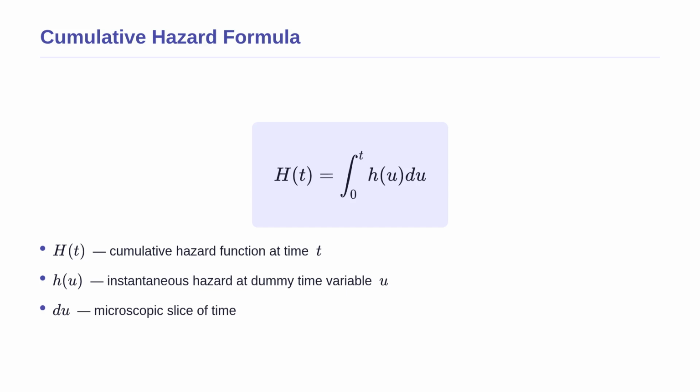To add up these tiny slices of risk over a continuous period, we use calculus. The cumulative hazard function, capital H of t, is the integral of the hazard function from time 0 to time t. Inside the integral, h of u is the instantaneous hazard at a dummy time variable u, and du represents a microscopic slice of time. The integral sweeps from time 0 to time t, gathering up every bit of risk along the way like a mathematical vacuum cleaner. As time increases, this accumulated risk can only grow larger or stay the same. It never decreases.